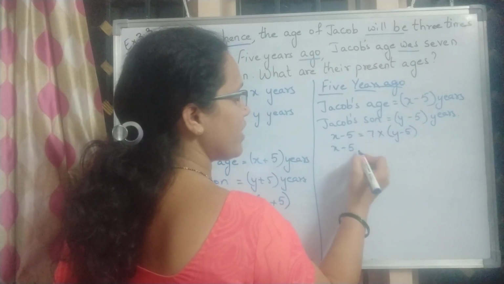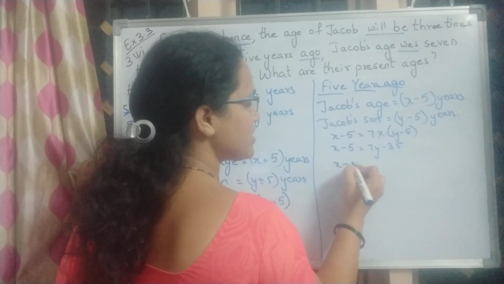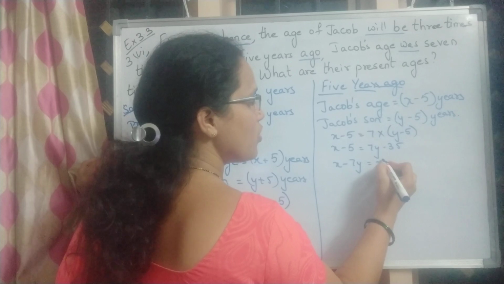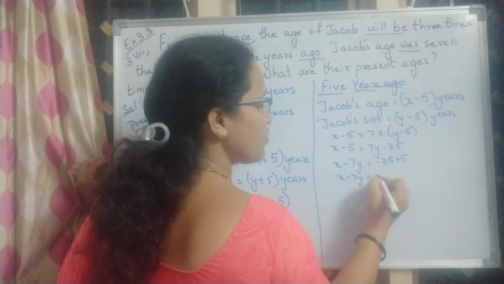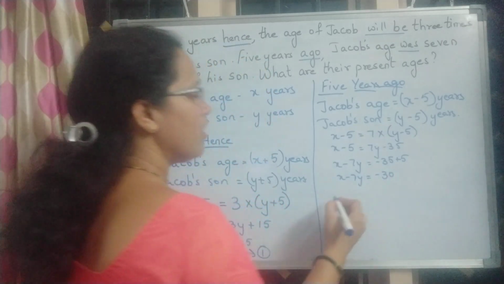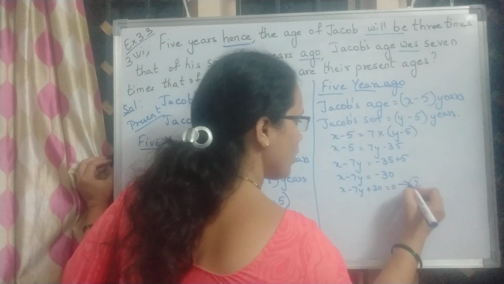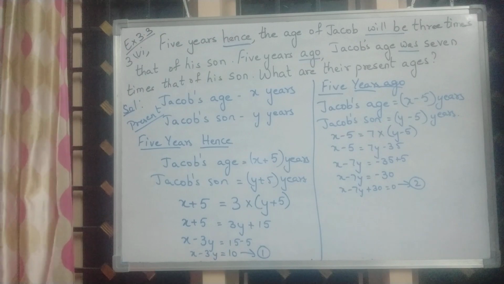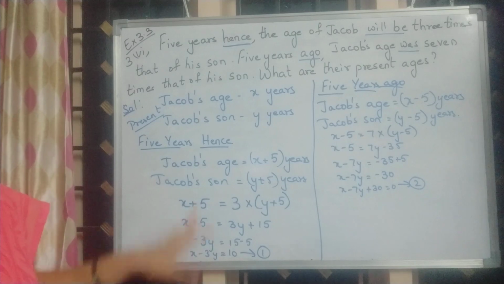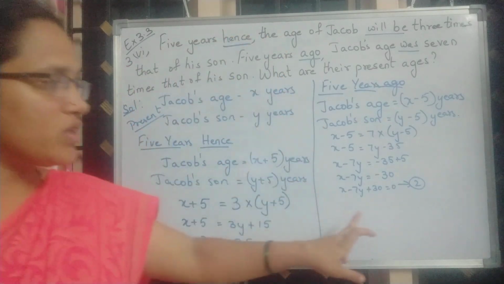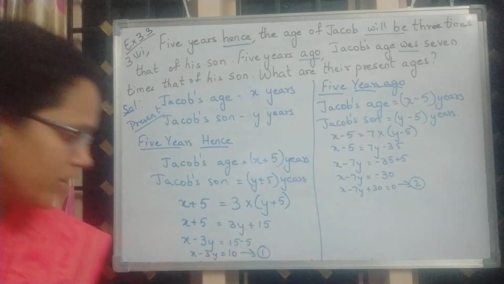So son's age is this one. X minus 5 is equal to 7y minus 35, so X minus 7y is equal to minus 35 plus 5, children. X minus 7y is equal to minus 30, or X minus 7y plus 30 is equal to 0. Let this be equation number 2. See, we have now found the two equations: the first equation from the first statement and the second equation from the second statement. Now, if you add, that means the sum is not yet over here, children.